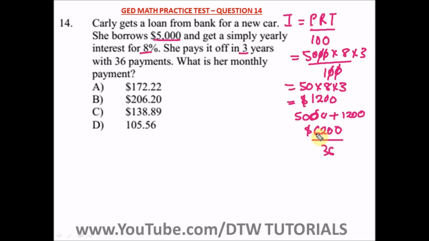And if you punch in your calculator, $6,200 divided by 36 will give us $172.22. So this is the amount she has to pay monthly in 36 payments to complete the money she has to pay the bank back, which is $6,200. So this is the amount she has to pay back 36 times to complete the $6,200 she has to pay the bank back. All right, and our right option here is option A.